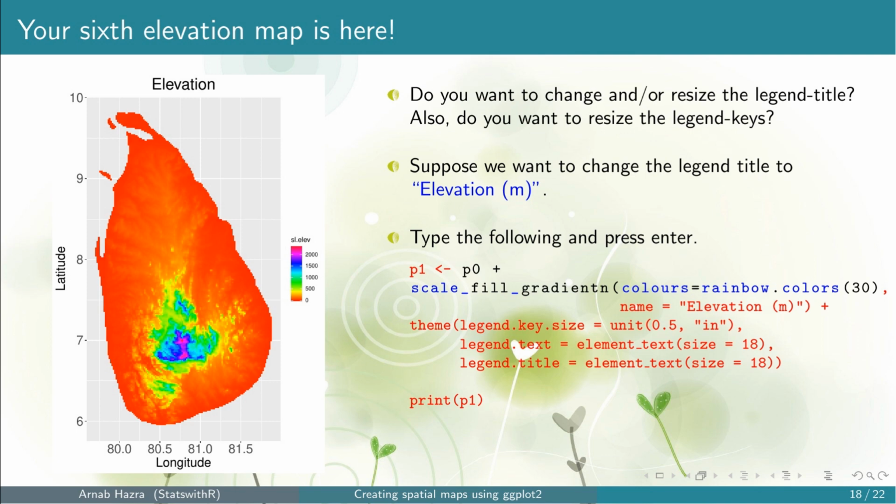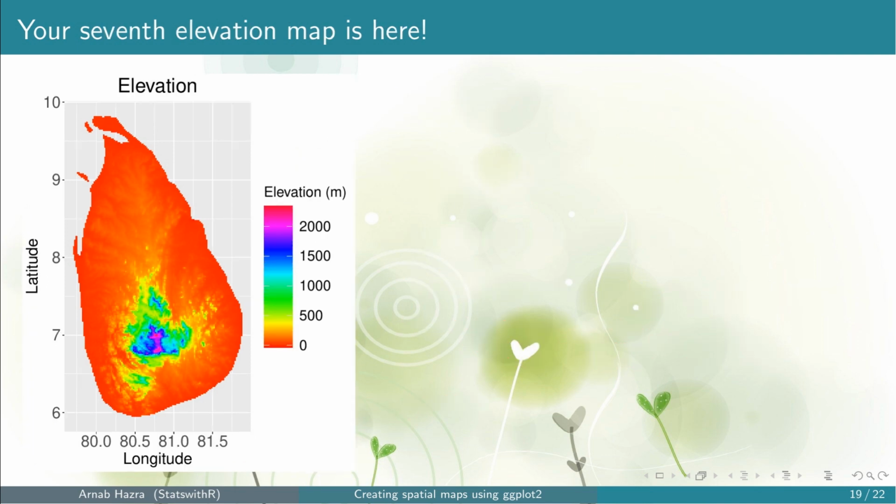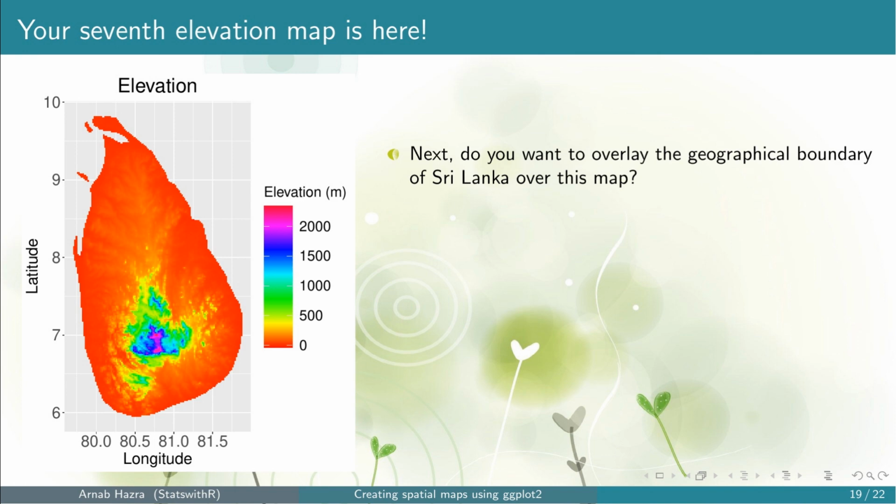Also note that we are storing everything so far into P1 for convenience, and we'll add the subsequent layers on top of P1. Now press enter. Okay, you get your 7th elevation map. You can see the changes you wanted. The title and the text of the legend are large, legend key is large, and the legend title has changed. Next, you might want to overlay the geographical boundary of Sri Lanka over the map.